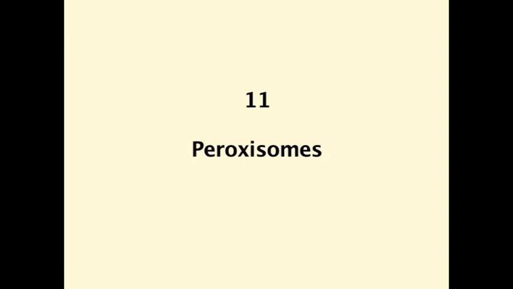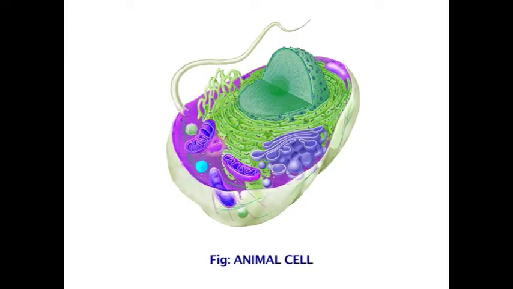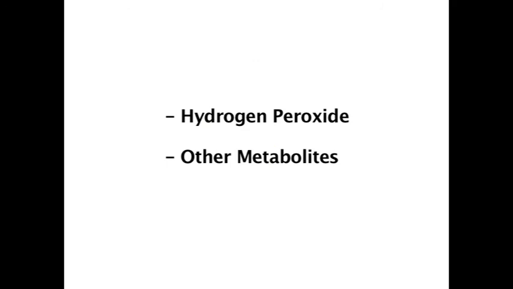Next is peroxisomes. Peroxisomes are roughly spherical microbodies bound by a single membrane found in the cytoplasm, and they function to break down toxic substances like hydrogen peroxide or other metabolites. They are a major site of oxygen utilization and are numerous in the liver of animals where toxic byproducts accumulate.